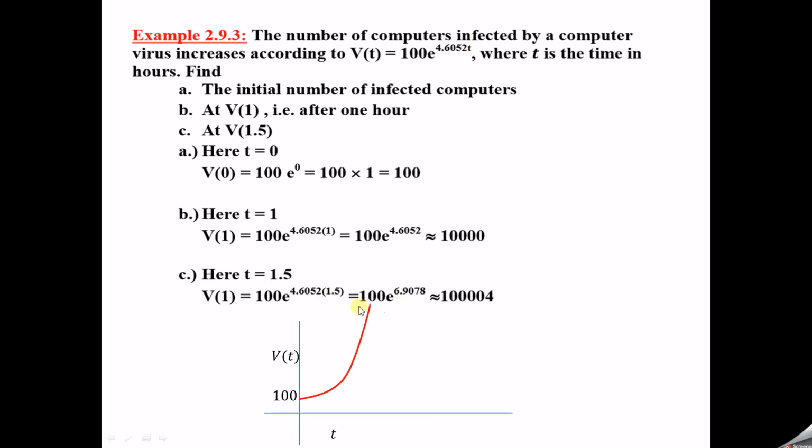If we simplify and find this value using a calculator, the multiplication of these two gives 6.9078. After that, the exponential of e power 6.9078 multiplied with 100 gives this number, which is approximately 100,004, the number of infected computers. So this is how we make use of exponential functions to solve some real world examples.